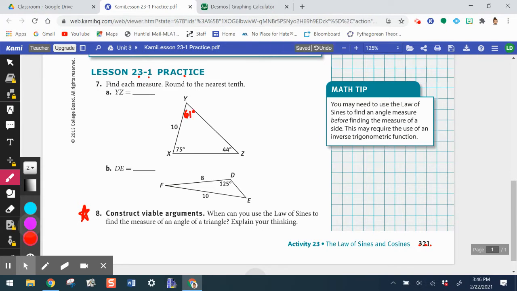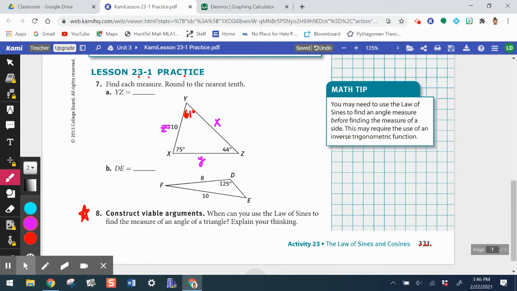The next thing I'm going to do is label the opposite sides of vertices with the appropriate lowercase letter. Remember in the lesson we learned that opposite of vertex z, we'll use lowercase z, so z equals 10. Opposite of vertex x, we'll use lowercase x. And opposite of vertex y, we'll use lowercase y. So we are asked to round to the nearest tenth by finding each measure. In this case, we're finding yz, which we just labeled as lowercase x.